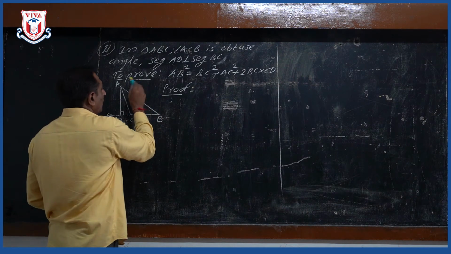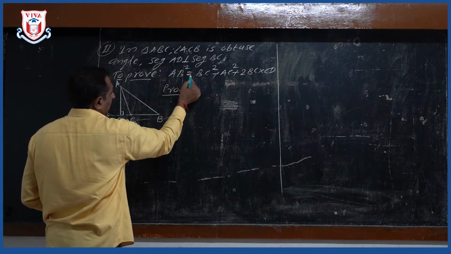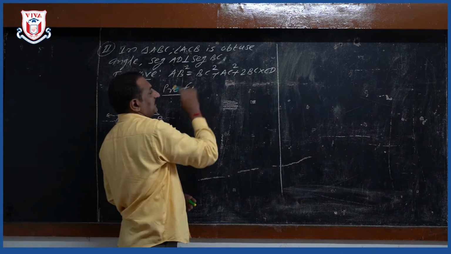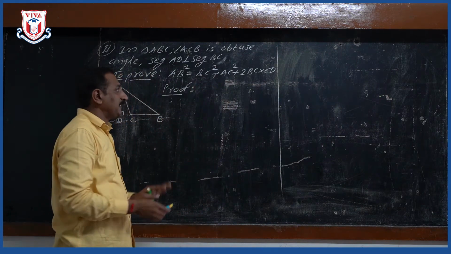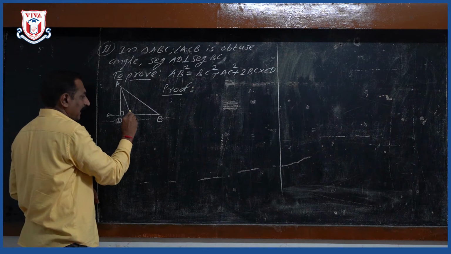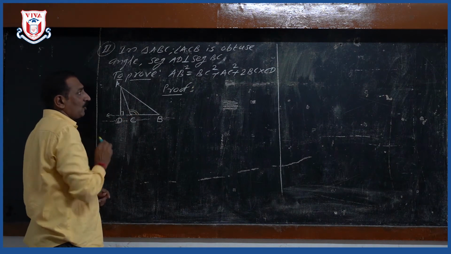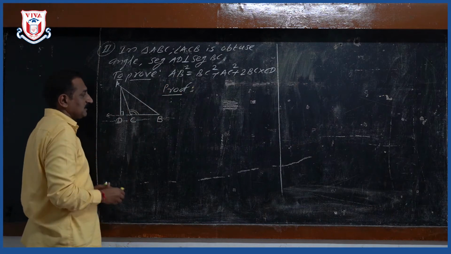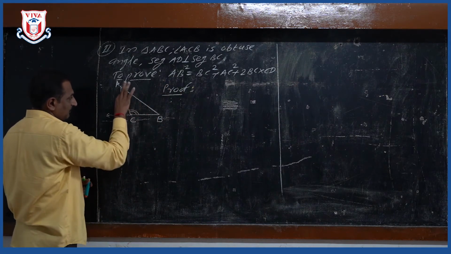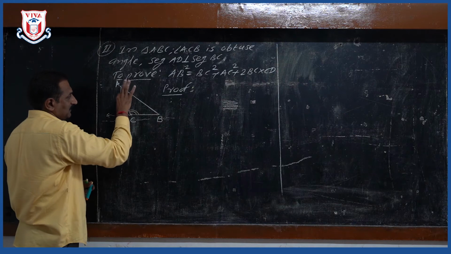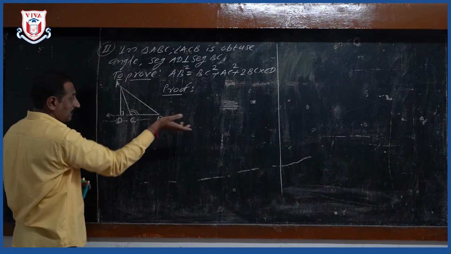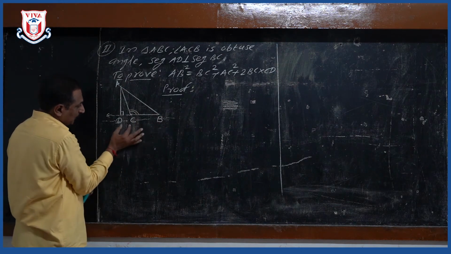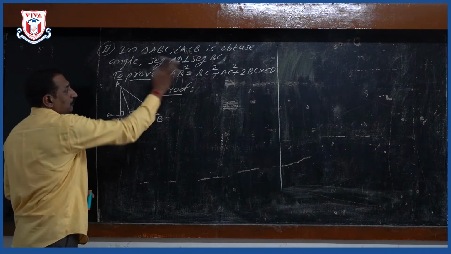What to prove here? AB square is equal to BC square plus AC square plus 2BC into CD. From the figure, this angle C is an obtuse angle, its opposite side, this AB square, is equal to the sum of the squares of the remaining two sides, BC square plus AC square, plus 2 times this BC into this segment CD. You prove this.